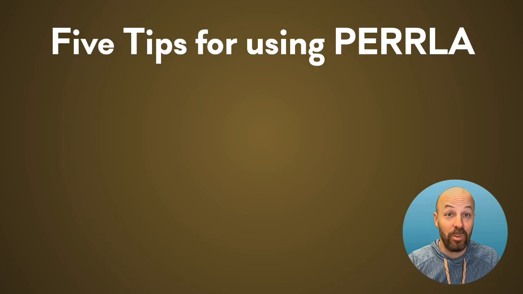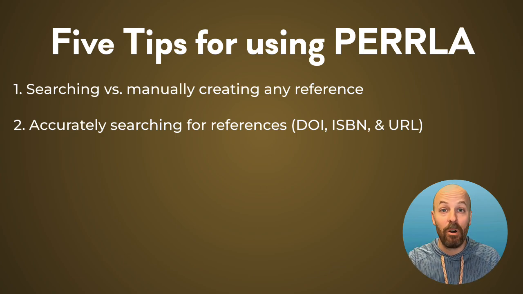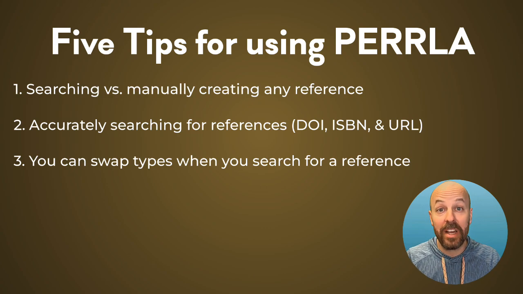All right, everybody, those are our 5 tips. 1, make sure that you know the difference between searching for a reference and all the different types of references you can create manually using PERRLA. 2, make sure that you're using the most accurate information possible when searching for that reference, using that DOI, ISBN, or URL to find exactly what you're looking for. 3rd, we talked about swapping types. When you do that search, you can jump between the major types inside of PERRLA to make sure that the reference you're creating matches the type that you need.